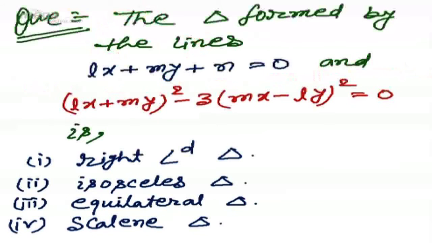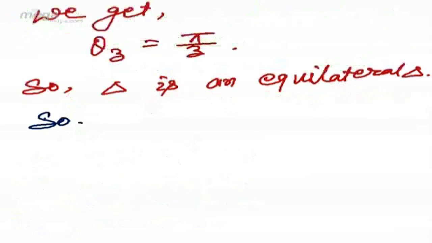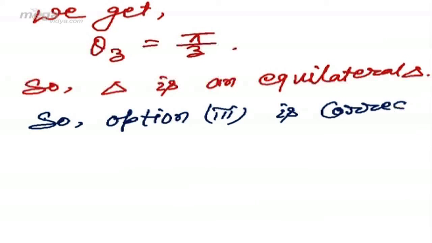So the correct option is option number 3, that is equilateral triangle. So option third is the correct option.